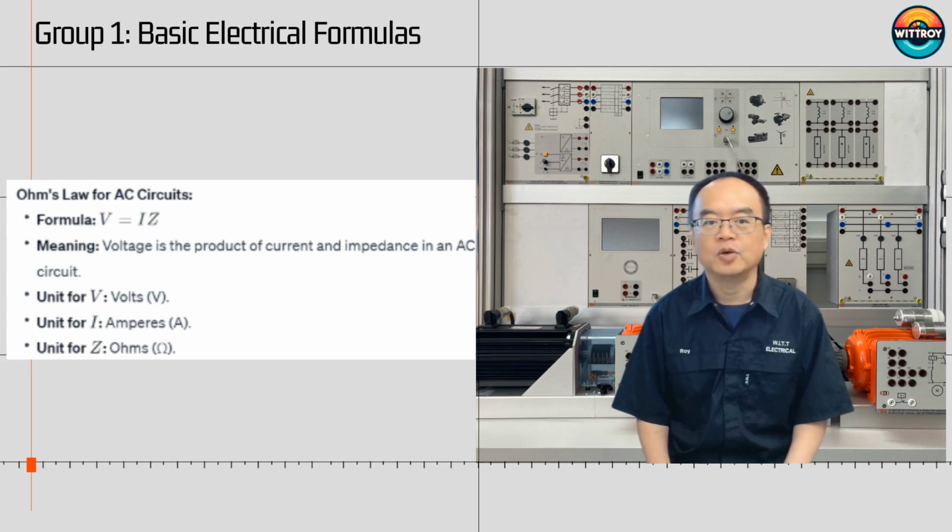I, current. The flow of electric charge in the circuit. The unit for current is amperes. Z_A, impedance. The total opposition to the flow of current in the circuit, including both resistance and reactance. The unit for impedance is ohms. This formula helps us understand the relationship between voltage, current, and impedance in an AC circuit, which is essential for analyzing and designing AC electrical systems.